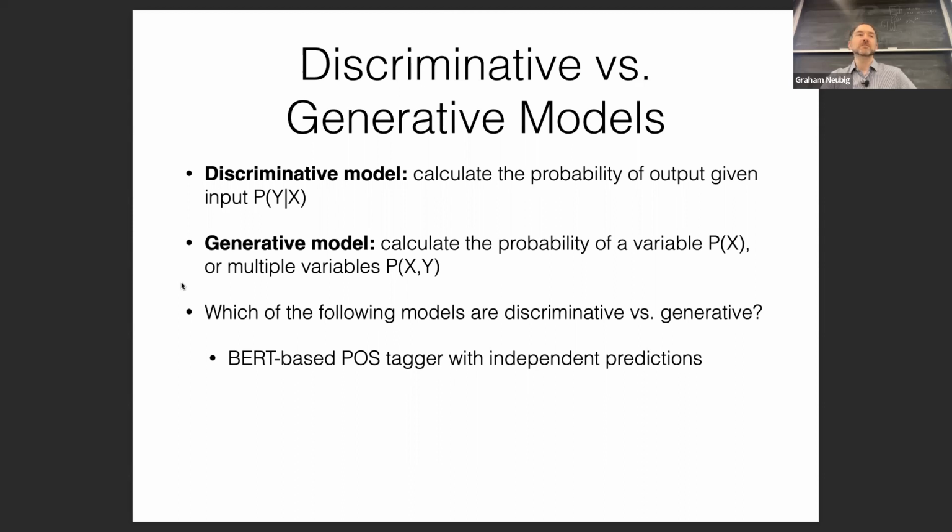Any idea about that? Basically, it predicts each output. Yeah, discriminative, right. What about an encoder-decoder based part of speech tagger? It takes in an input and calculates the probability of the output. Now the probability of all the output variables are intertwined as opposed to being independent, but it's still a discriminative model. And the language model is a generative model, right?